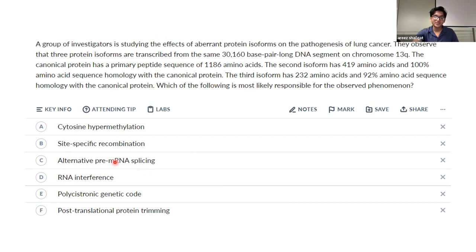So what about this question? You guys have seen, everyone's figured it out? Okay, I got it, but I didn't get it at the same time. What I understood is that we have the same DNA. It gives us 1,186 and gives us 419 and 223, okay? And it's asking what causes this, right? Is that the question? Yeah. Okay, yeah, then I get it. Yes, exactly.